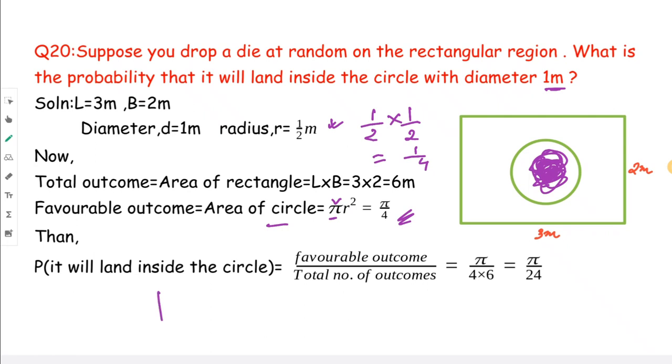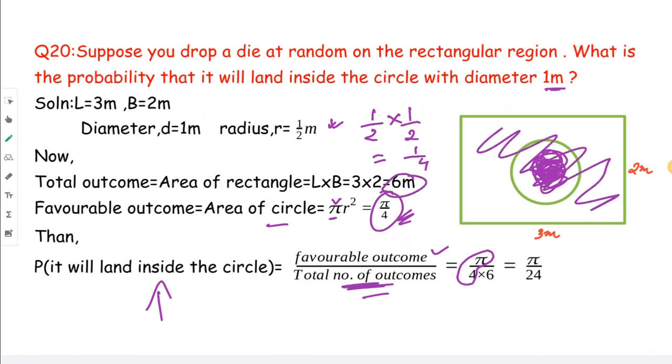Now the probability it will land inside the circle is favorable outcomes divided by total number of outcomes. Favorable outcome is how much? Pi by 4, right? So I've written here pi by 4. Then my total number of outcomes is how much? 6. The entire area of this rectangle is 6, which, multiplying 4 by 6, you should get 24. So my probability to land on the circle is pi by 24.